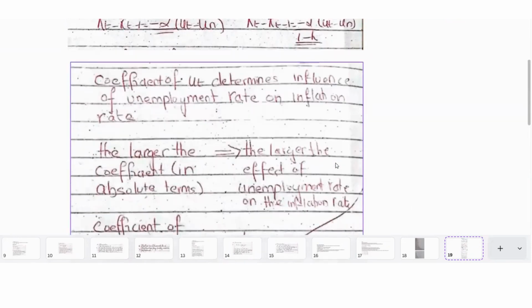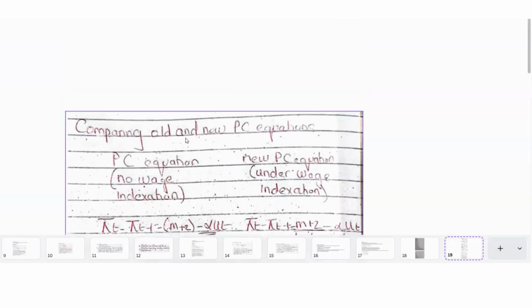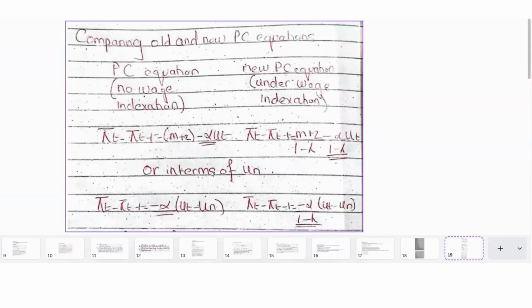So let's do that. Here the idea is that the coefficient of ut in the equation of the Phillips curve determines the influence of the unemployment rate on the inflation rate. It's the coefficient of ut we're interested in, because that will determine the influence of the unemployment rate on the inflation rate. We want to mathematically prove how wage indexation increases the effect of unemployment on the inflation rate. So basically I want to compare the old and new Phillips curve equations.